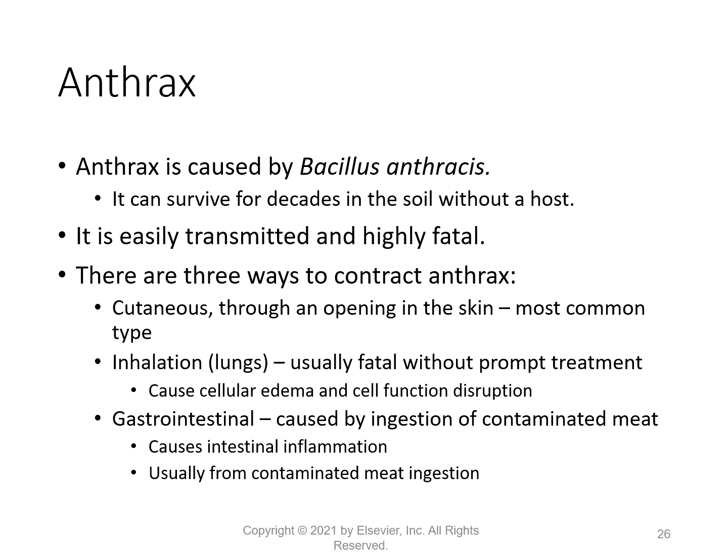The second type is probably the most dangerous, and this is the inhalation type. So this would come from inhaling the anthrax or the Bacillus anthracis into the lungs, and it's usually going to be fatal if you do not get prompt treatment.